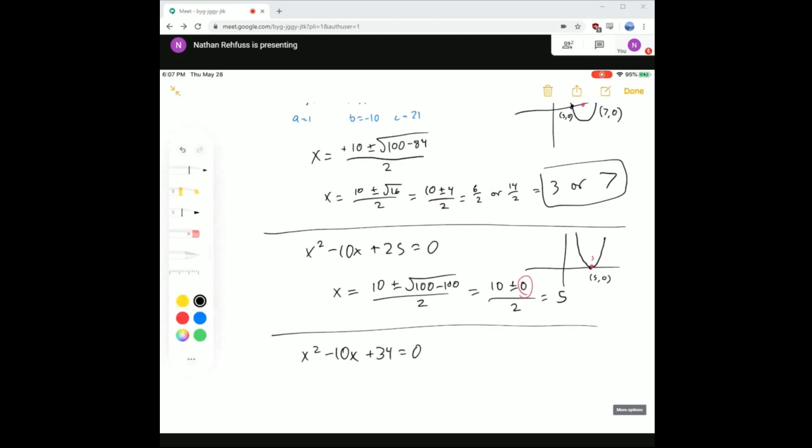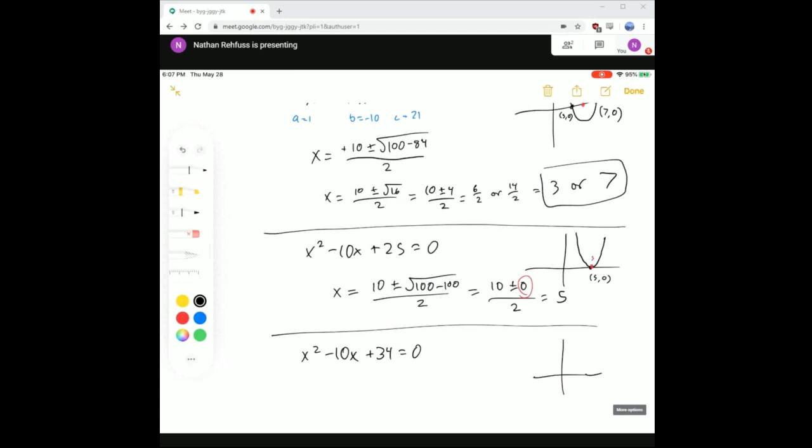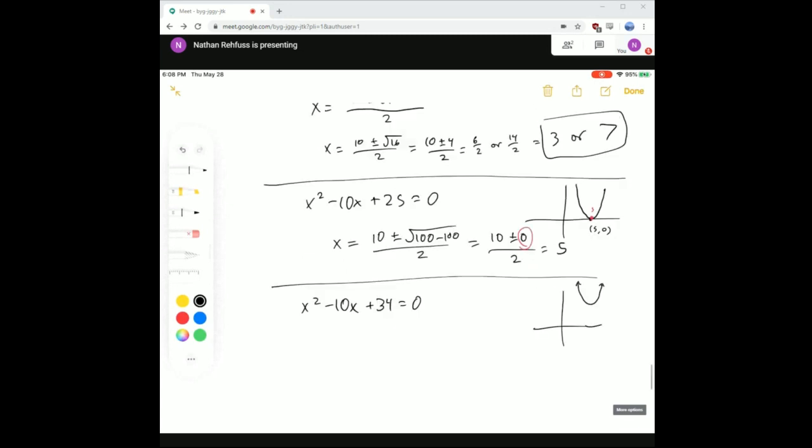Okay. What if I move this up further and I say, third example, x squared minus 10x plus 34 equals 0. So now we're in a situation where on the graph, I've moved this up another 9 units. And so the parabola, rather than touching at 2 points or touching at 1 point, it doesn't touch at all. There are still 2 roots, but they're both going to be complex numbers because they're not on the real number line. They're going to be lost somewhere in space on this diagram.